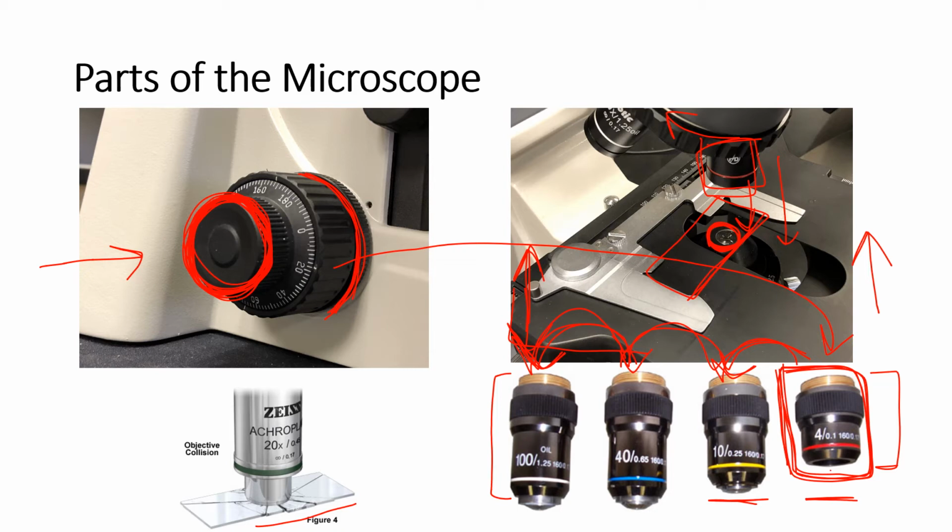So that's why it's really, really important to note that you only use the coarse focus when you are focusing on the lowest power. After that, you never use the coarse focus again. The microscope is parafocal, so everything should be in pretty close focus. You only need to adjust the fine focus.